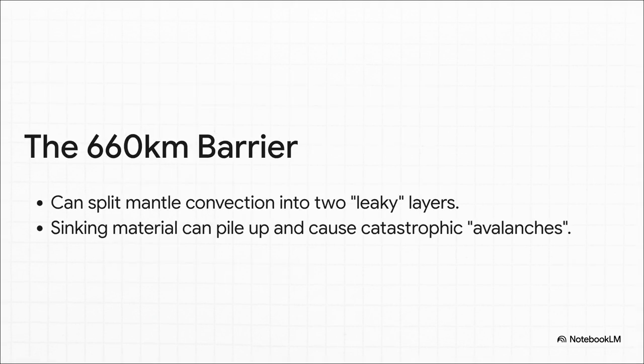And the consequences of this barrier are pretty dramatic. It can actually split the mantle into two separate, leaky layers of convection for a while. You get all this cold material piling up on top of the boundary until its own weight becomes too much to bear, and then suddenly it can all flush through in this catastrophic avalanche down into the lower mantle. This makes the whole system way more episodic and unpredictable.